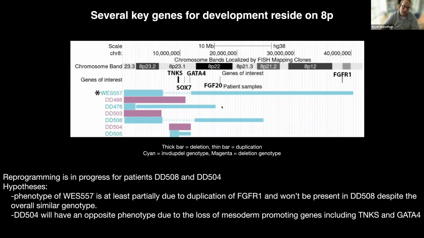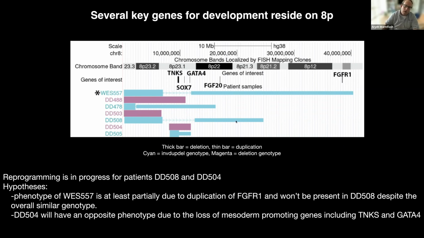Looking at these genes together with patient phenotypes, we think, can allow us to test different hypotheses. So one example is we've seen a mesoderm expansion phenotype in this patient sample. Based on the genes that are present here, we think it's possible that this results from the duplication of the FGFR1, so the receptor for FGF, which is a known mesoderm promoting pathway.